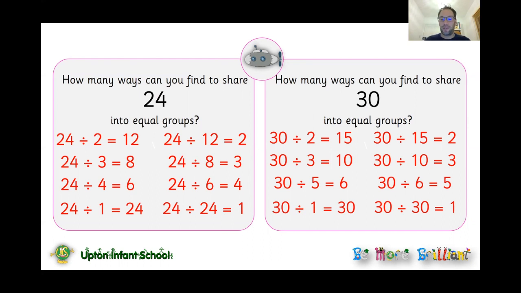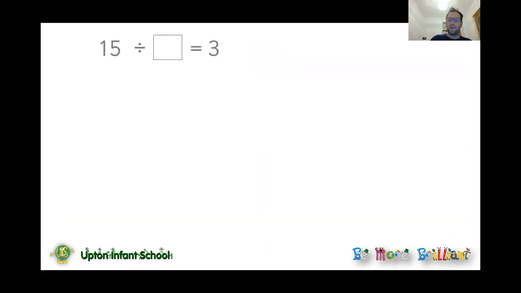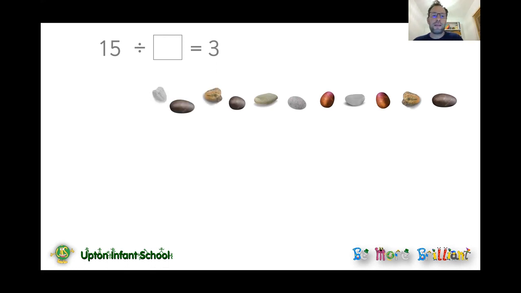Well done if you managed to get lots of those. Just before we finish, I've got a bit of a puzzling question for you here. So here, I've got 15 divided by something, 15 shared into how many equal groups would end up with 3 in each group? Well, we can solve this missing number problem in a similar way to how we did our workings out before. So I'm going to count out my 15 pebbles. And I know for this question that when I share them into equal groups, I'll have 3 in each group. I don't know how many groups yet.